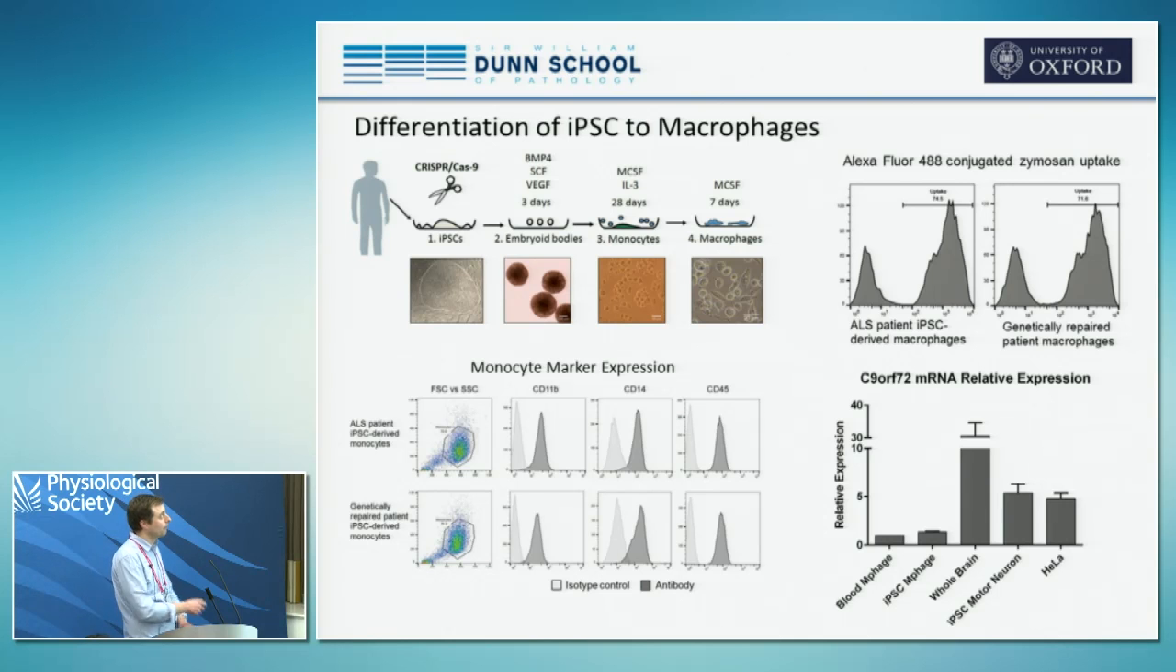We then used that protocol that I mentioned earlier to differentiate these iPS cells into macrophages. We characterized these macrophages. As you can see, as macrophages should, they take up zymosan particles. We also stained them for various markers, CD11b, CD14, and CD45, to show that these were monocytic cells. Finally, we also looked at C9orf72 RNA expression levels, just to make sure that they were as expected, and they did actually produce the same sort of levels of transcripts as in blood monocyte-derived macrophages.